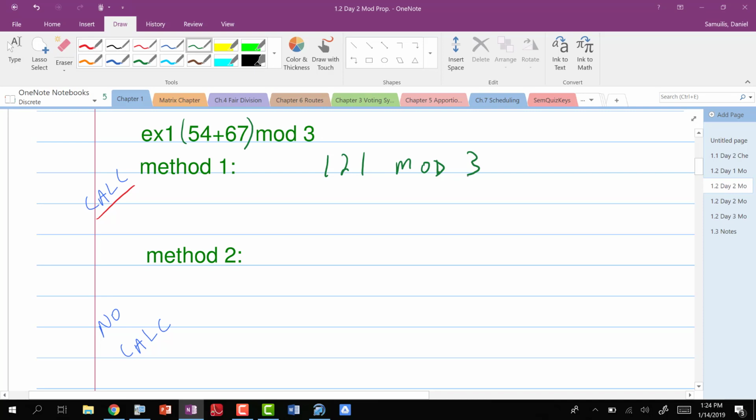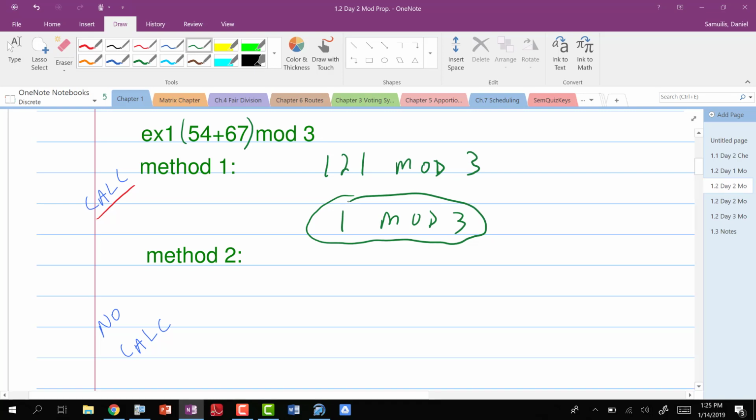So that's why I think this still could be a no calculator scenario. What's 1 plus 2 plus 1? 4. What's the remainder when 3 goes into 4? 1. So what's the remainder when 3 goes into 121? 1. And this is equal to 1 mod 3. And by the way, that is ultimately what you're trying to do. Your final answer in a regular mod question is the smallest number you can get between 0 and just before the number you're dividing by.